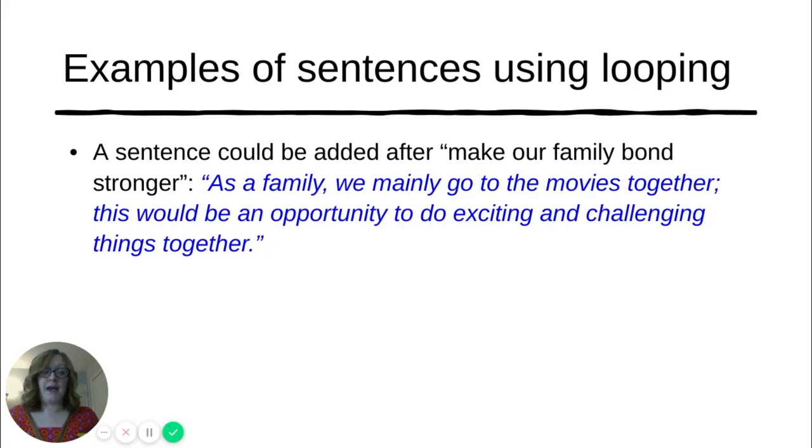When we loop back to add this sentence, we add reasoning to why we have a need to make our family bond stronger. This appeals to the family's need for quality time. It adds in current bonding moments, but it adds opportunity for the family to strengthen their bond with addition of a challenging and exciting adventure.